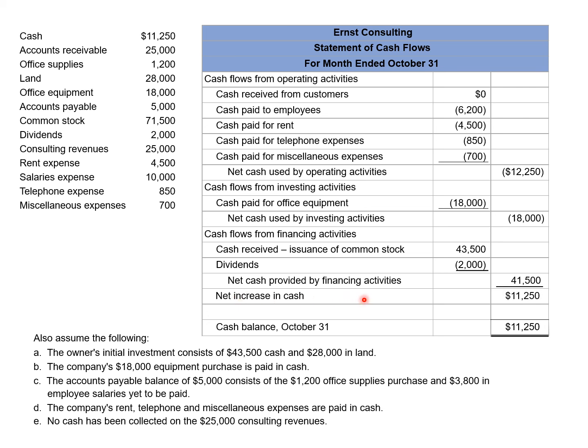So then if you total all of your subtotals from the various sections of the cash flow statement, you have a net increase in cash of $11,250. Our beginning cash balance was 0 because we just started the business. And so our net increase plus our beginning balance gives us an ending balance of $11,250.